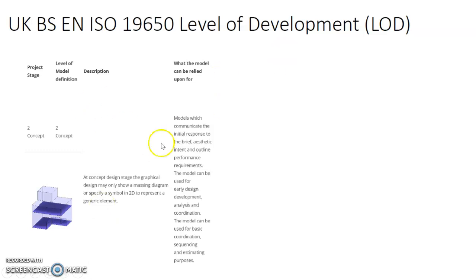Yeah. So it's models which communicate the initial response to the brief, aesthetic intent, and outline the performance requirement. So the model can be used for early design development, analysis, and coordination. The model can be used for basic coordination, sequencing, and estimating purposes. So again, at level 2, it is still very little information, and the information is very general. So when it goes to level 3, then it becomes more developed and more information is packed into the model.